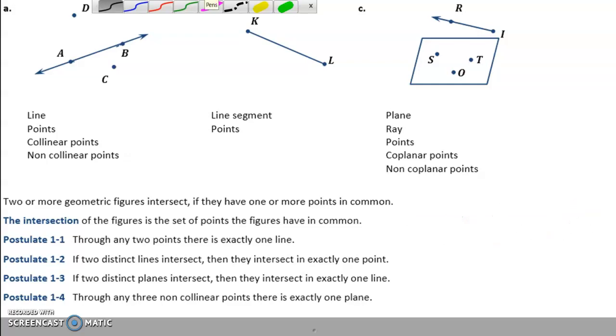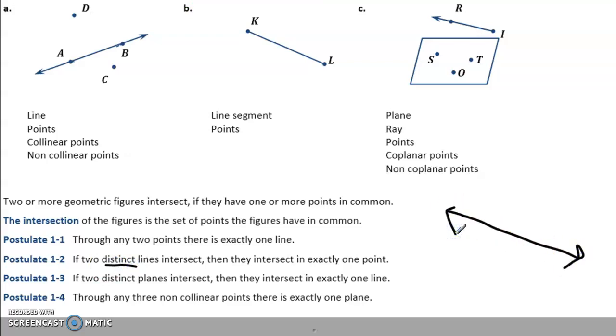Postulate 1-2 says if 2 distinct lines intersect, then they intersect in exactly 1 point. So the term distinct means 2 different lines. So if I have this line and I draw this line and they intersect, they're only going to intersect in 1 point. So that's what that postulate says. 2 distinct lines, if they intersect, they will intersect in exactly one point.